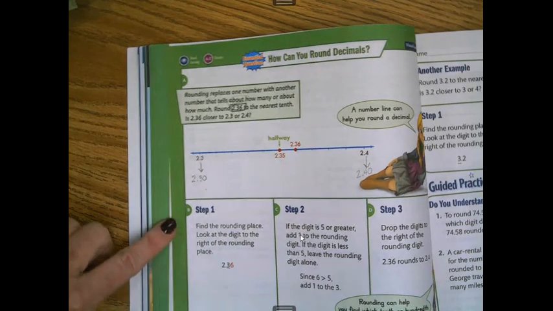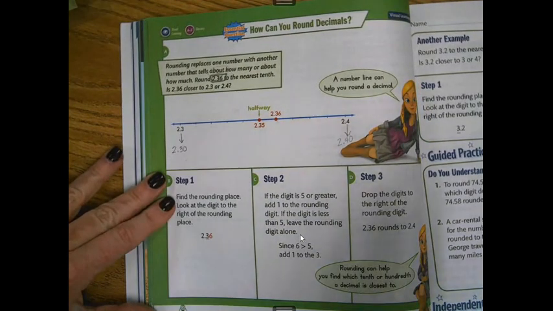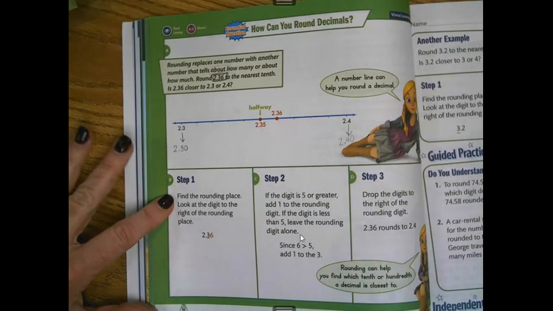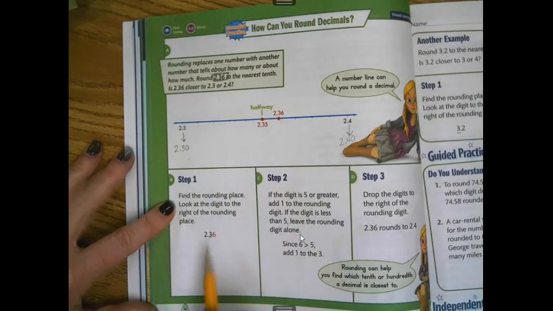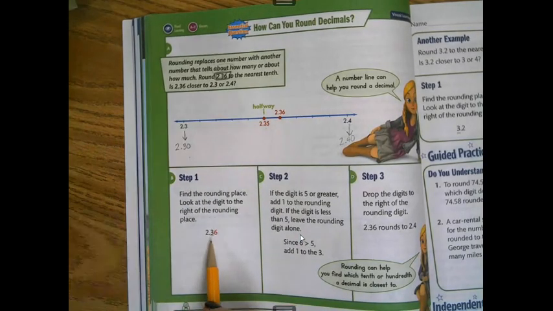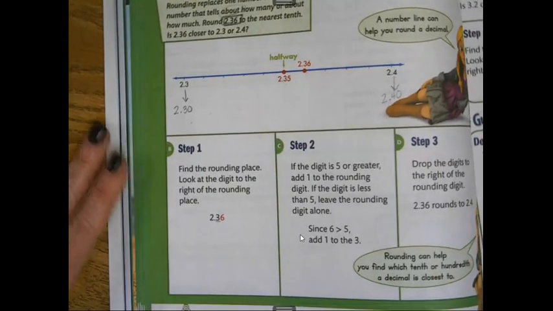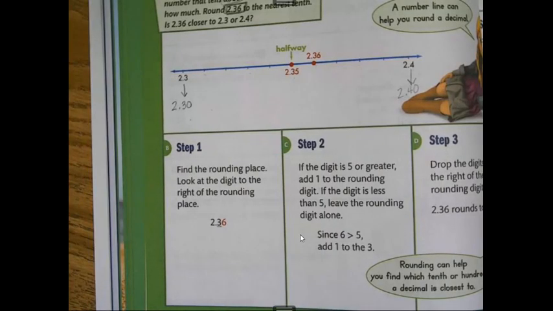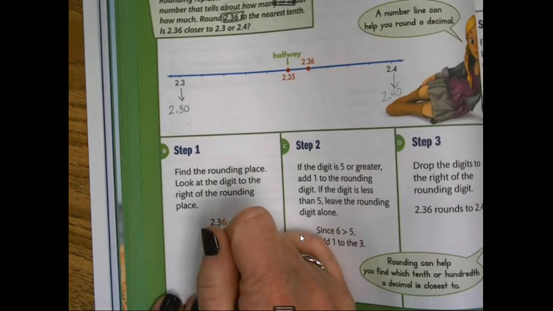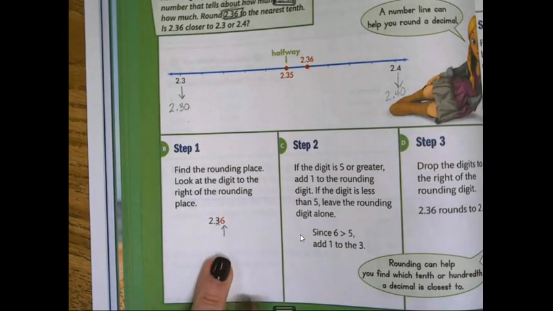So the steps here, you know, for the rest of your life, you're not going to want to draw number lines. So we're going to find the rounding place. So when we round it to the nearest tenth, we're going to underline the rounding place. So 3 is in the tenths place, so it is underlined. All right, and you're going to look at the number to the right of the rounding place. So I see a 6. They put it in red. You'll typically see me draw a little arrow to it.